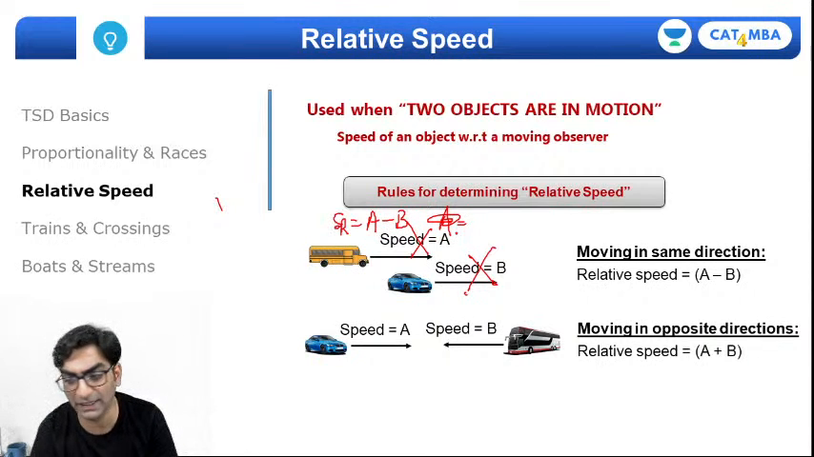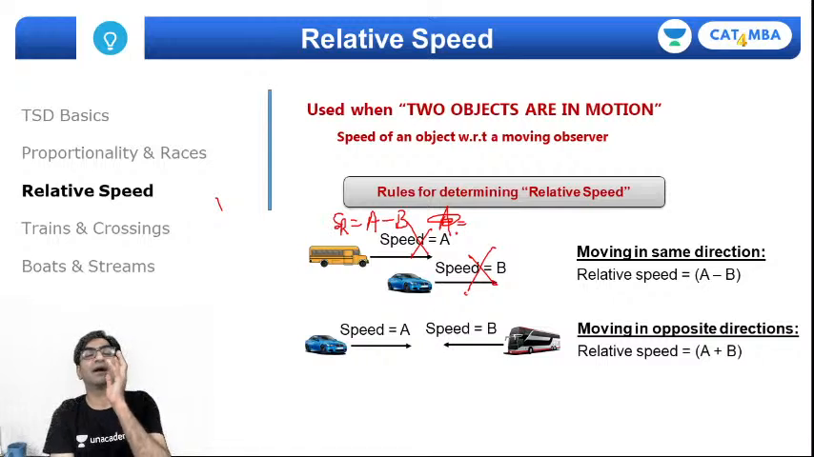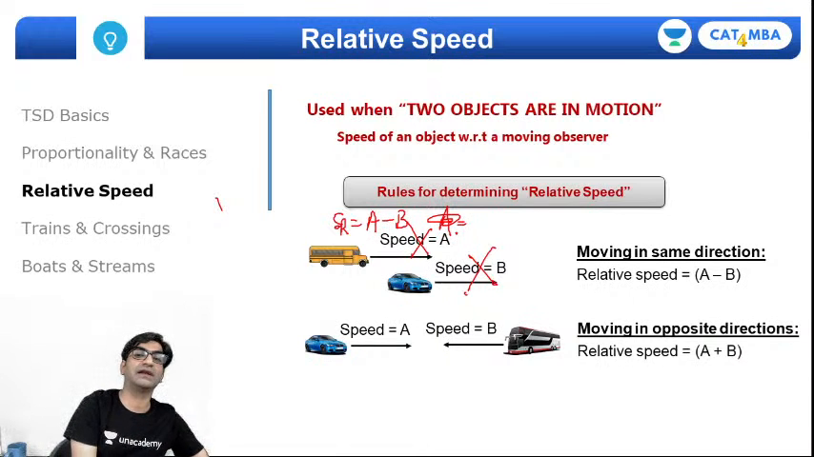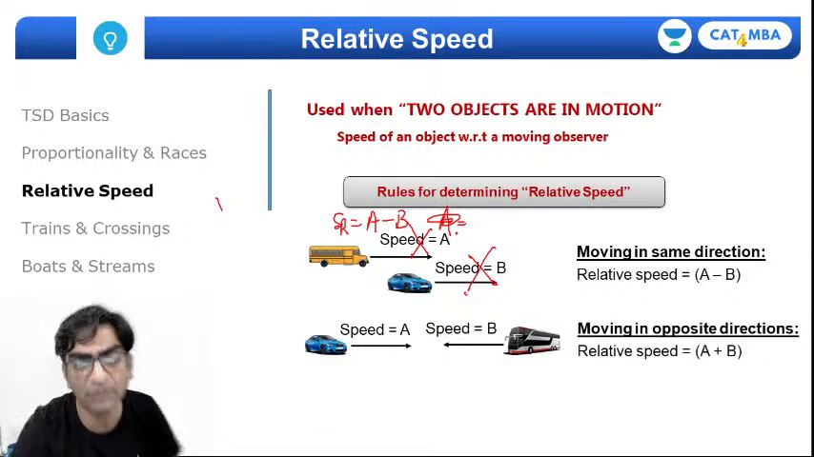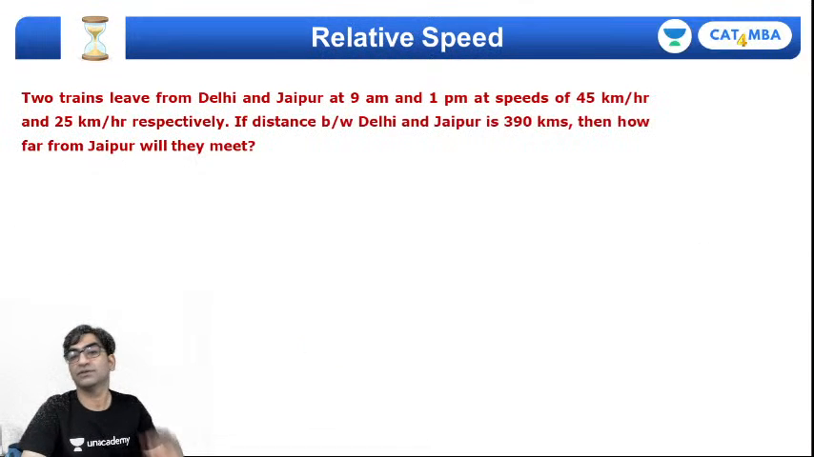And then you can analyze the problem, right? So technically speaking, what will we do? We'll assume one object as the observer, make that object stationary, attribute relative speed to the other object, calculate based on the rules, and then use it in the situation, because you're using distance equal to speed into time, only that the object is not moving at its own speed, it moves at relative speed, right? But distance equal to speed into time will still apply, right?